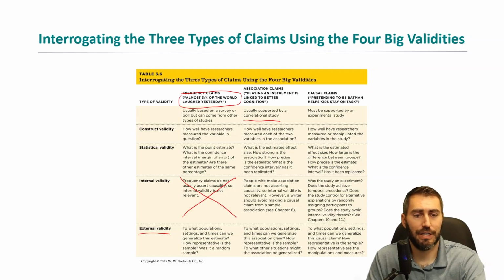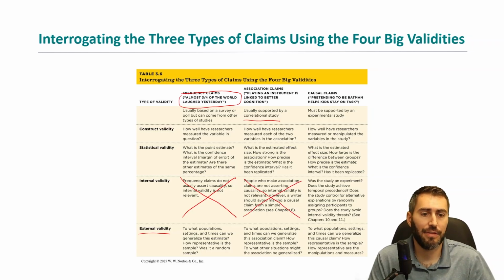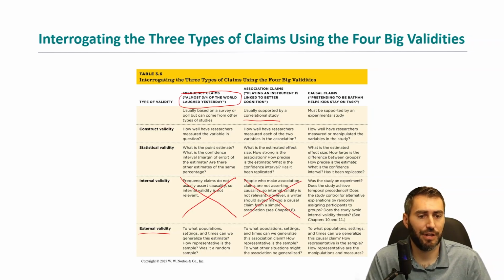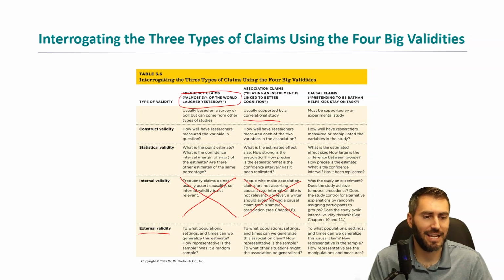Again, internal validity: we're not making causal claims, so we really don't assess internal validity here either for association claims. And then external validity, same idea.